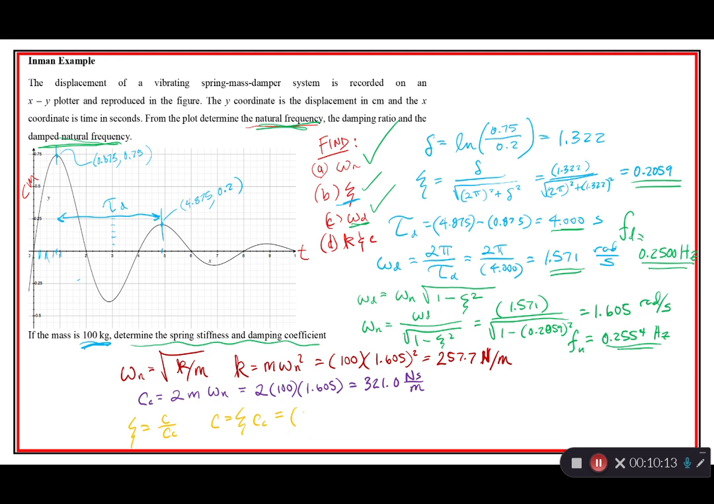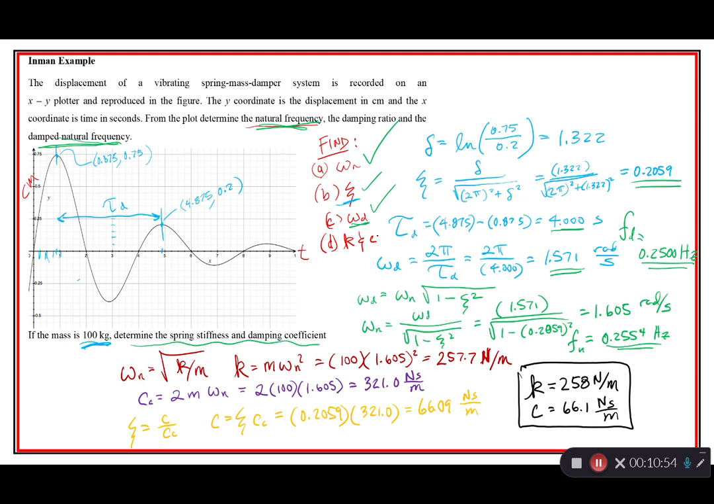Or the squiggle is 0.2059. CC is, we just wrote it, 321.0. So we get 66.09 Newton seconds per meter. So the answer is, black enough, K is equal to 258 newtons per meter, and C is equal to 66.1 Newton seconds per meter. I think that's the more important stuff than these others. So we have that thing going for us, which is nice.